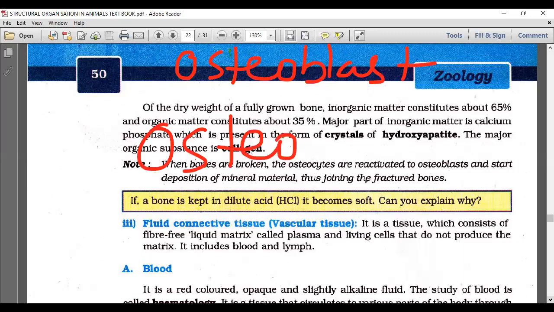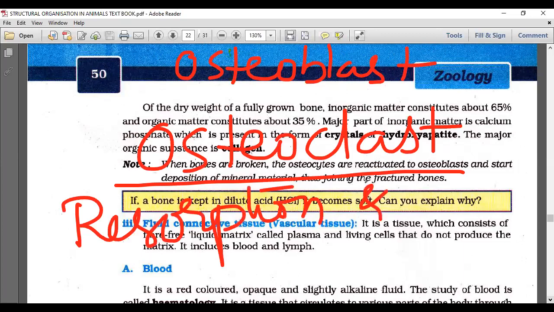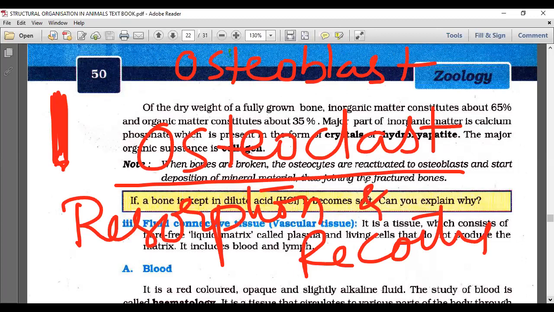There is another cell, the osteoclast. These are the cells responsible for resorption and remodeling. In general terms, we can say they are for the dissolution of the bone. So what is the use of dissolution? This is the bone, and the bone will be shaped properly by dissolution itself, by resorption and remodeling.